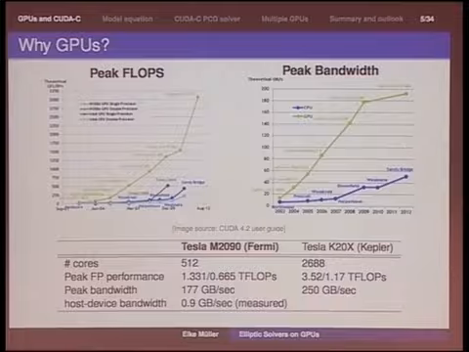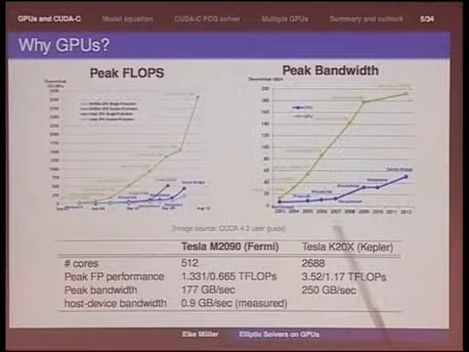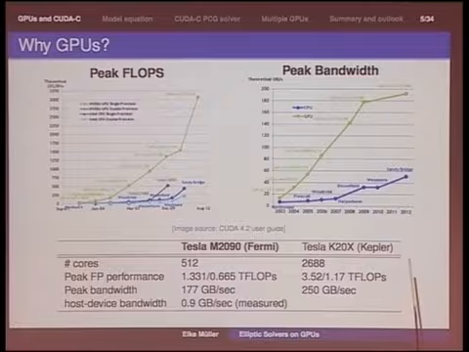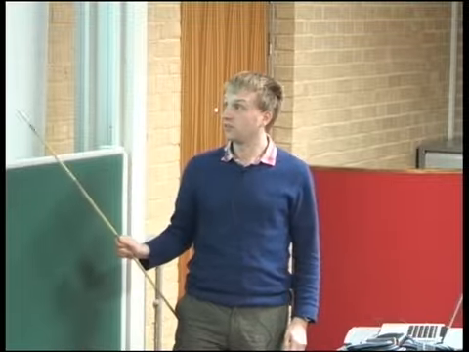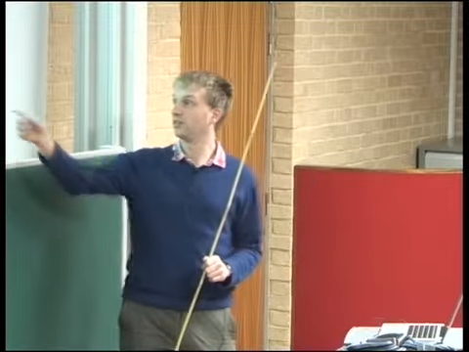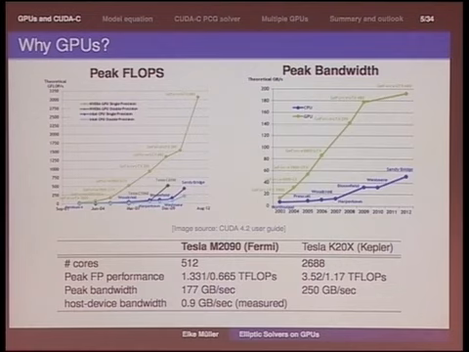The runs I did were on this Fermi GPU, the M2090, which is also the same as in this Emerald cluster. So that's why we decided to use this. It's very recent, I think it came out last year. It has 512 cores, peak performance 1.3 teraflops for single precision and 0.6 for double precision. The peak bandwidth is around 180 gigabytes per second, and I also measured the bandwidth for transferring data between the host and the device, and that's significantly lower. It's just about 1 gigabyte per second.